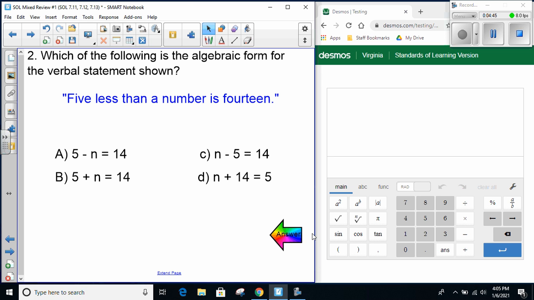So hopefully you chose answer C. N minus 5 equals 14.